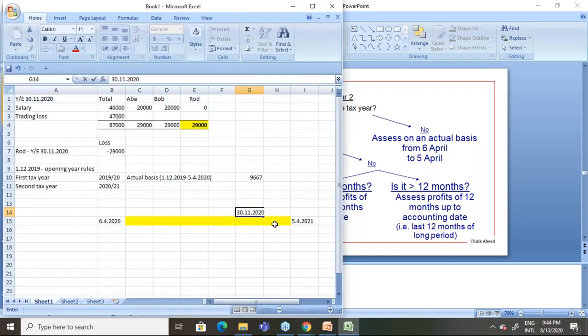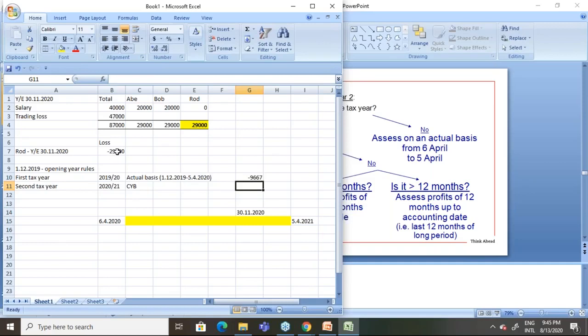Is it 12 months long? Yes, you have prepared accounts annually for 12 months. So yes, there is a period of account ending in the tax year, and also the period of account is 12 months. In that case, you must use the current year basis and the whole profit must be taxed here. If you have a profit, the whole profit must be taxed here, and that may result in an overlap profit.